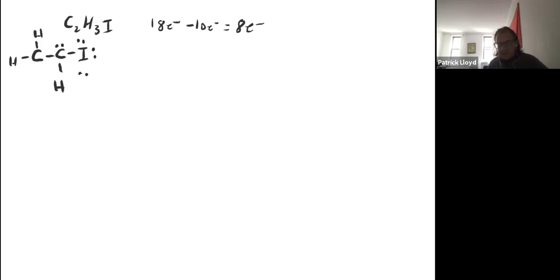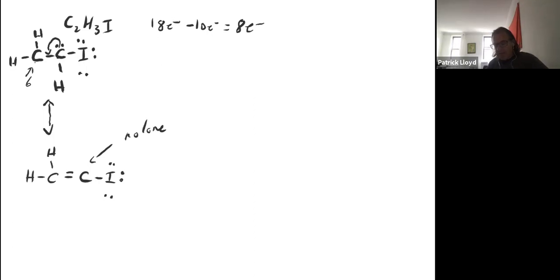Because now if you take a look at it, the carbon in the center has 8, but the one on the left only has 6. So what do we do? We push a pair over. So that's why this works. You get rid of the lone pair and you form a double bond. Now every atom, with the exception of hydrogen, has 8 electrons, but there's no lone pairs on carbon.